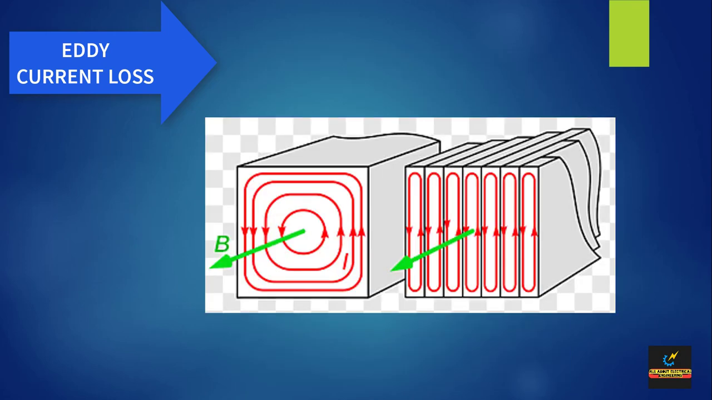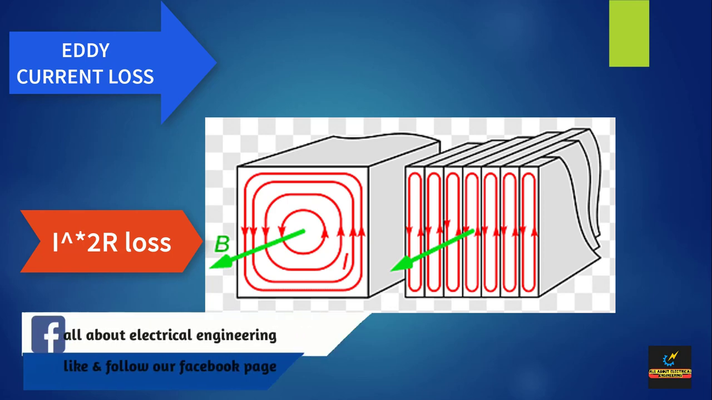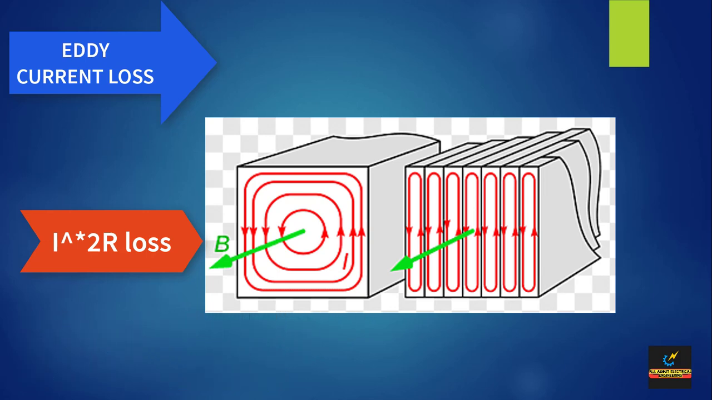These currents are not responsible for doing any useful work, and they produce an I square R loss in the magnetic material known as eddy current loss. Similar to hysteresis loss, eddy current loss also increases the temperature of the magnetic material. The hysteresis and eddy current losses in a magnetic material are also known by the name iron loss or core loss.